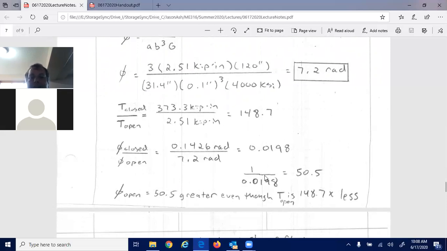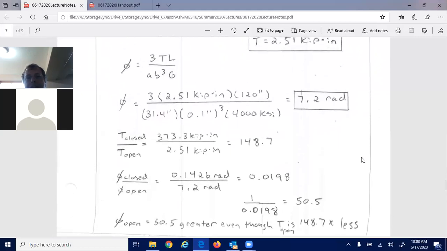If we were to do the inverse of that, that's 50.5. And so the twist for the open section is about 50.5 times greater, even though the torque for the open section is 148.7 times less. So we get this really huge angle of twist out with a much smaller torque applied to it.